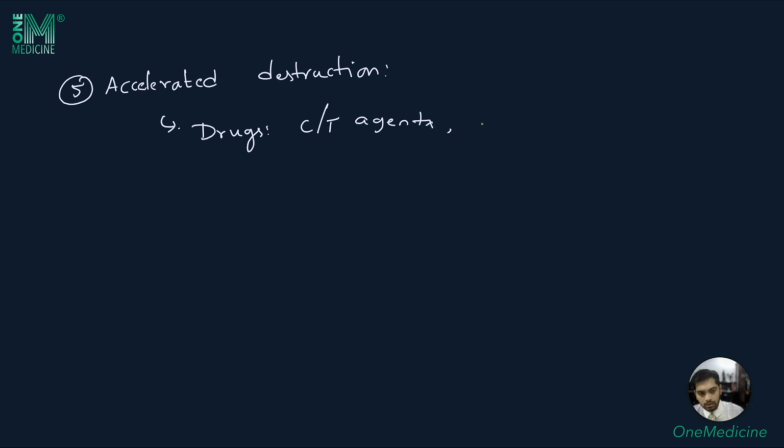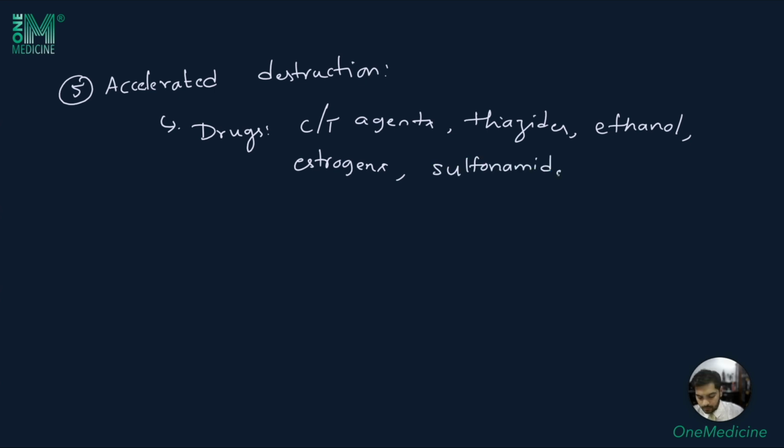The next cause is accelerated destruction. So accelerated destruction is usually seen due to drugs such as chemotherapeutic agents, thiazide, ethanol or alcohol, estrogens, sulfonamides, quinine, methyldopa.